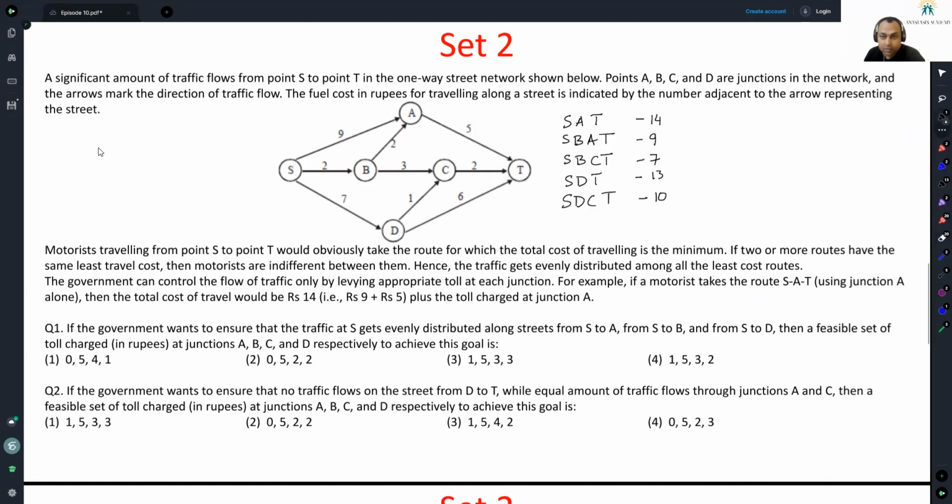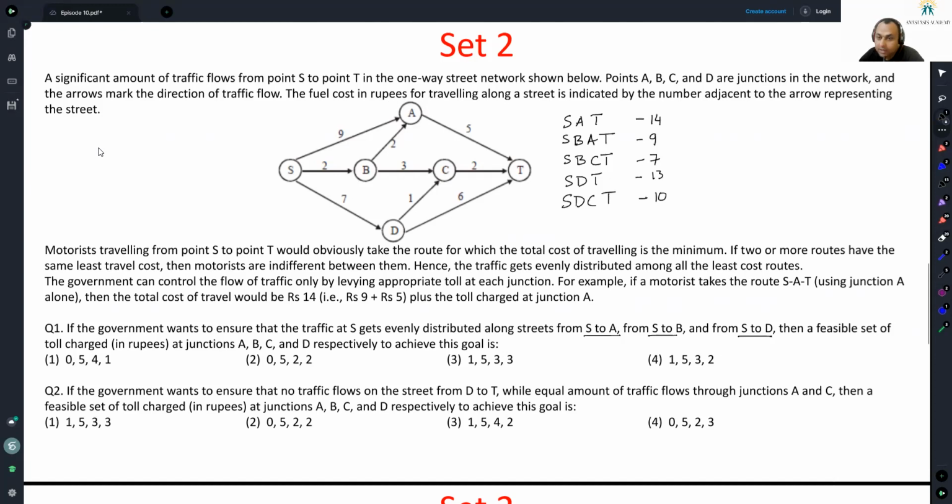Let us get to individual questions. If the government wants to ensure that the traffic at S gets evenly distributed along the streets from S to A, S to B, and S to D, then a feasible set of toll charged in rupees at junctions A, B, C, D respectively to achieve this goal is.